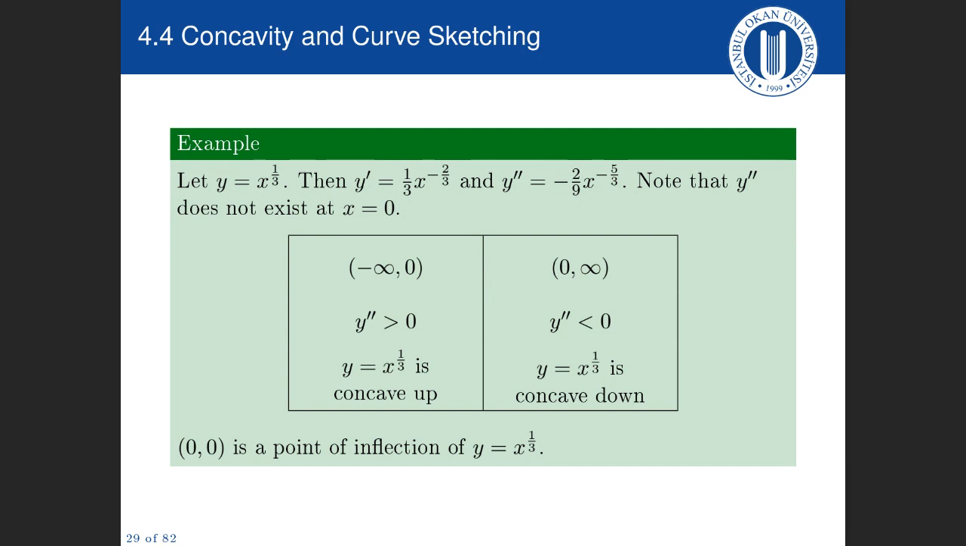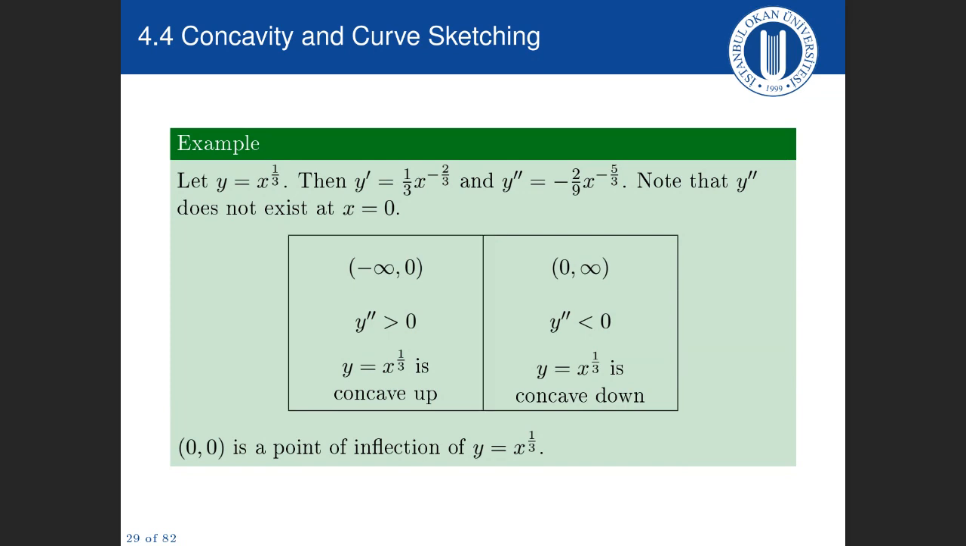On the left of 0, first of all, we can calculate y double prime at one value of x and see that that's positive, so y double prime must always be positive here. So the graph is concave up.